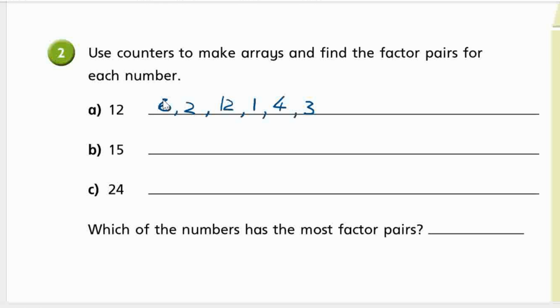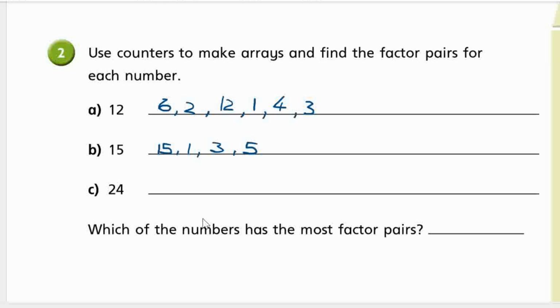Okay, 15. What numbers go into 15? Yep, 15 itself. And therefore, we have 1. And then 3 and 5. Okay, is that it? That's it, isn't it? Because 15 is not an even number, so we can't put 2 into it. So that's it.